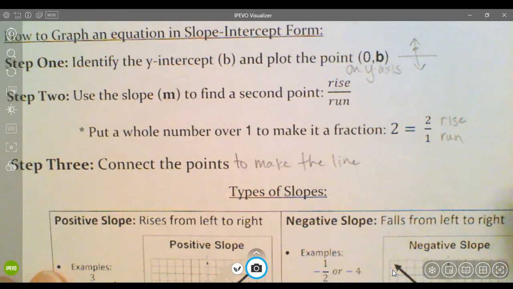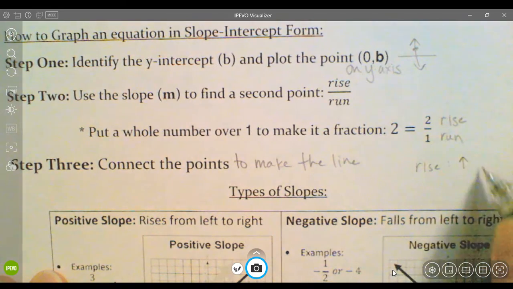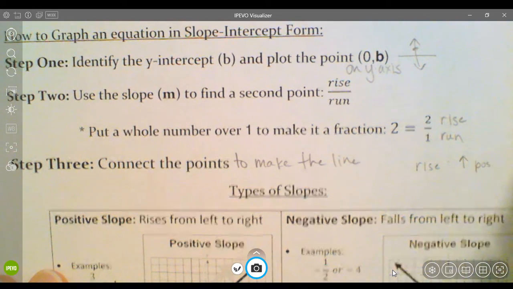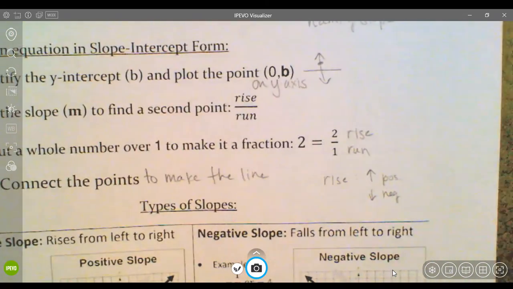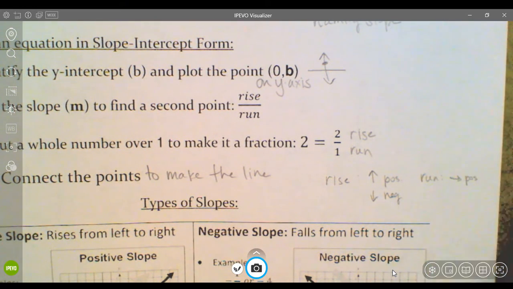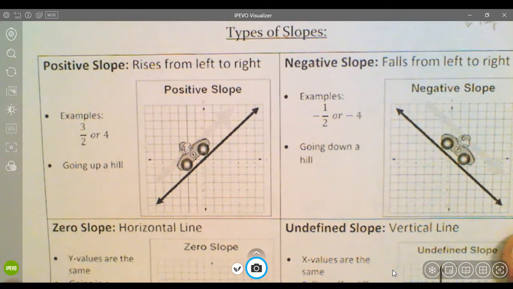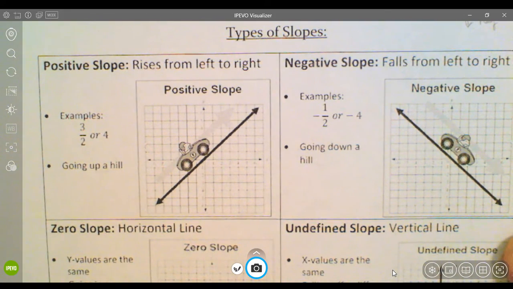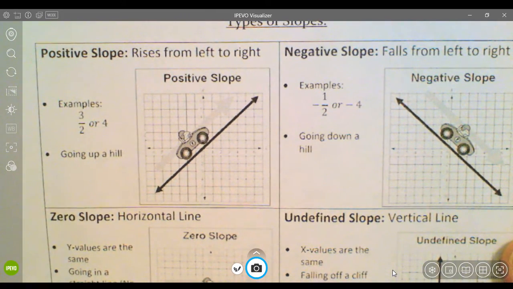So I guess we should review a few things as well while we're here. When we talk about slope, when we rise up, it's positive. When we rise down, it's negative. And whenever we discuss the run, when you run to the right, it's positive. And when you run to the left, it's negative. So let's see if that helps us any. Hopefully it will. Now, as discussed, slope being positive or negative makes a big difference. If you mess up a sign, it messes up the whole line. And you'll kind of see that as we go through.